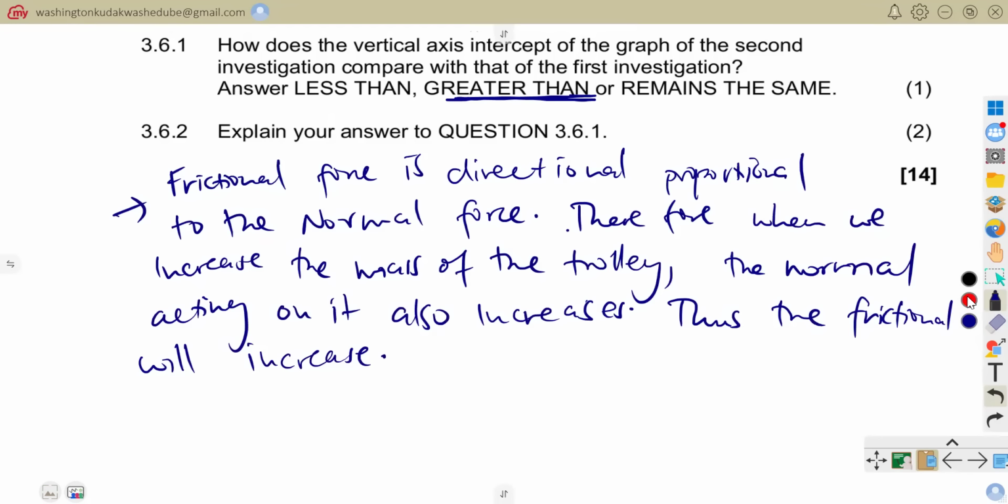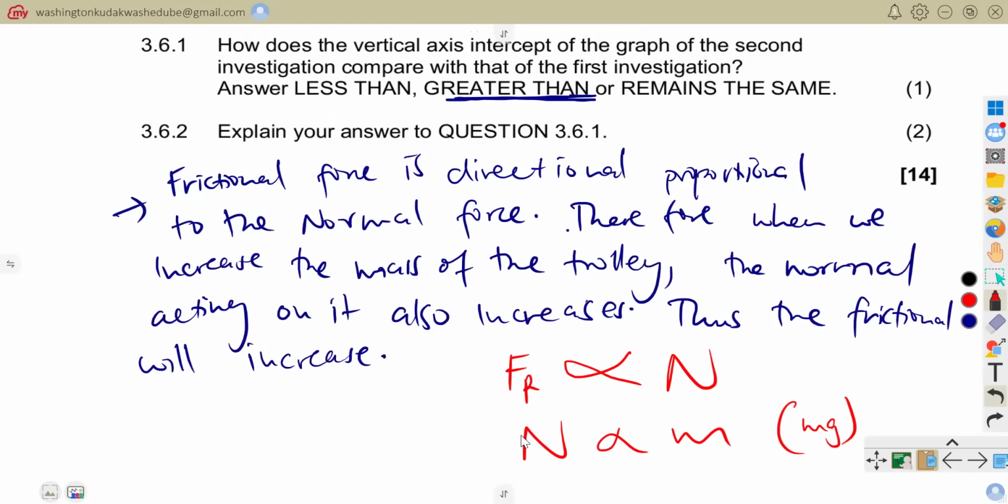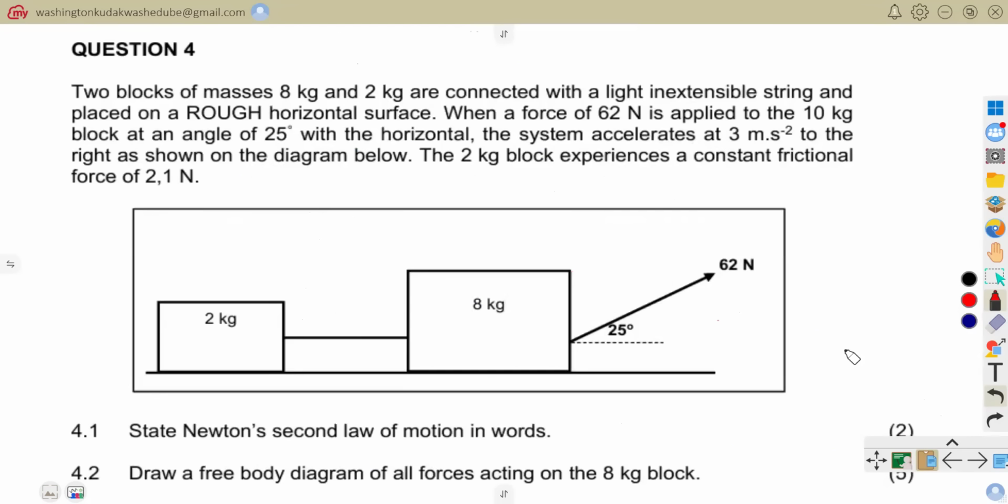So what we are saying is our frictional force is directly proportional to the normal force. This is a proportionality relationship. My frictional force is directly proportional to my normal force, and my normal force is directly proportional to my mass because it is given by mg. So as the mass increases, the normal force increases. Therefore, the frictional force increases. So the value of the intercept will be greater than the one that we had initially. That is how you have to reason.